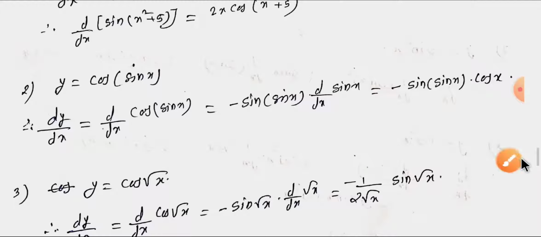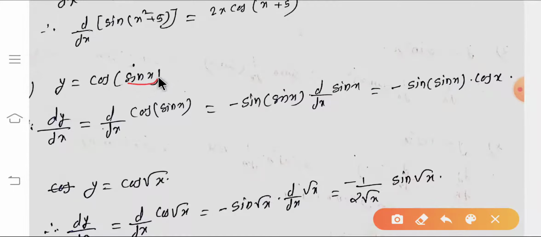What is the derivative of cos x? We consider this as x. Don't consider this as sin x now. What is the derivative of cos x? Sin x comes, so minus sin x. Therefore we write it as minus sin of sin x. Now this is sin x again a function, so therefore d by dx of sin x we write. So minus sin of sin x, and the derivative of sin x is cos x.